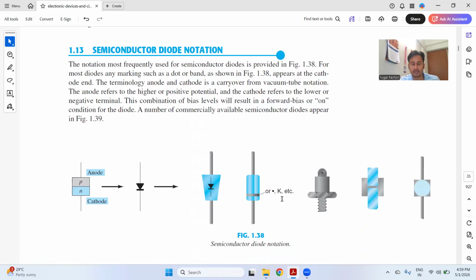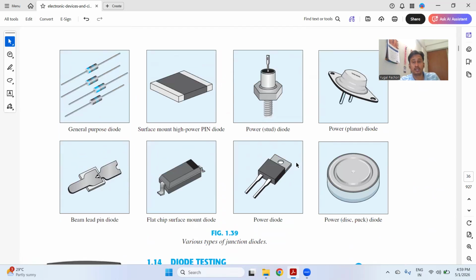These are other industry standards, some for power diodes or other applications. You can use these notations. This is a general purpose diode. It looks like this, with two pins and the center button. This is a surface mount high power pin diode. This is a power stud diode. This is a planar diode. This is a beam lead pin diode. This is a flat chip surface mount diode, a power diode, and a power disc puck diode. So these are different kinds of diodes which you can see in this particular book, and try to understand them. It depends on the application.